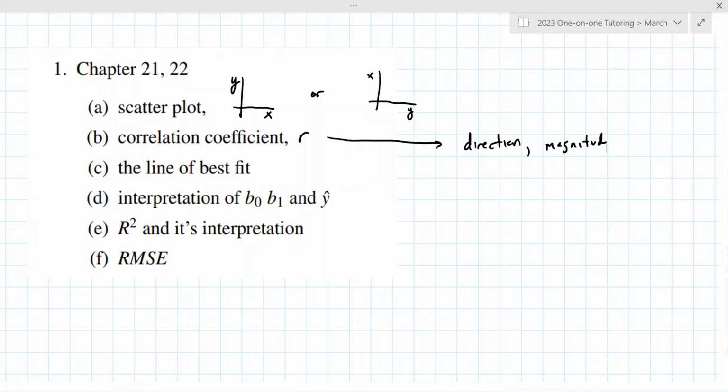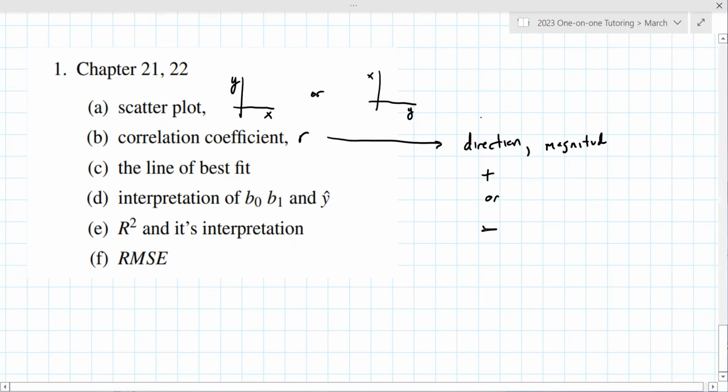Core direction in here. I'm going to write that down. R: direction and magnitude. Oh, and that's why this can be negative or positive. Yes, exactly, and R squared is not. And usually there are words like weak, moderate, and strong.